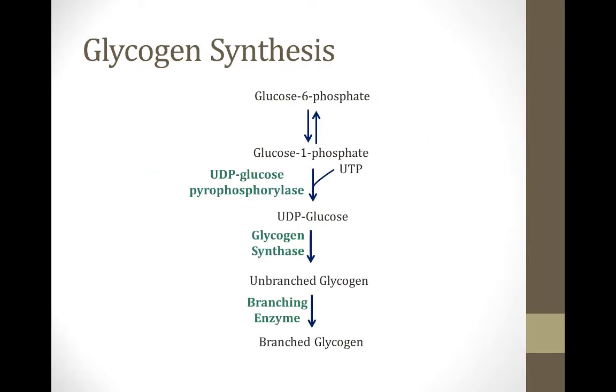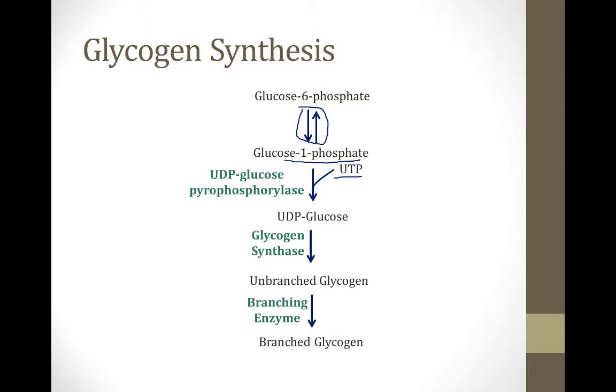Cells in the body use a four-step process to convert glucose 6-phosphate into glycogen. The first step is a reversible step. It involves the conversion of glucose 6-phosphate to glucose 1-phosphate. This basically involves moving the phosphate group to a different location on the glucose molecule. The second step uses uridine. It takes a molecule of uridine triphosphate and reacts it with glucose.